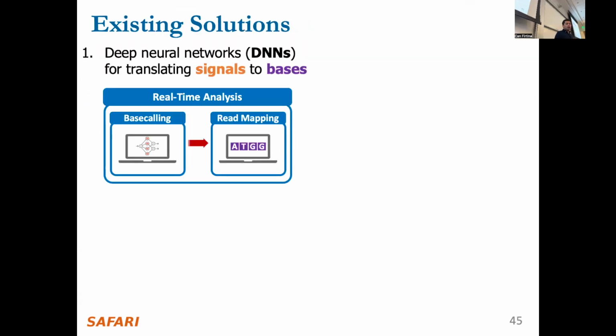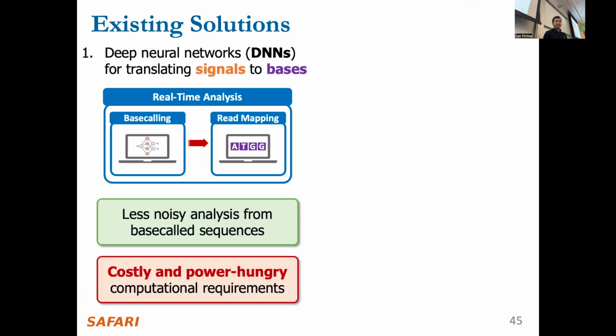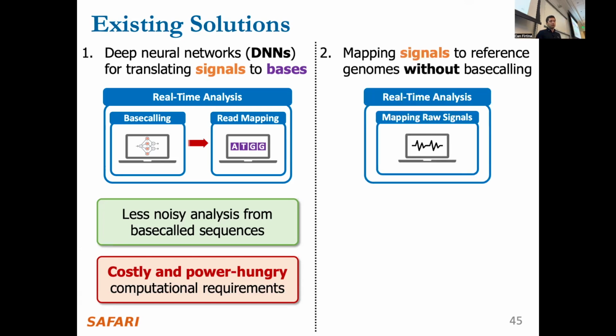So there are 2 solutions for performing real-time analysis. One, as I said, we could be doing base calling, and then analyzing your base call data as you would do in real time. This is good because it is usually a more accurate approach. This is considered the golden standard for the best accuracy. But this is also extremely costly and power hungry. You are usually using expensive deep neural networks with your GPU and so on. This is limiting your scalability.